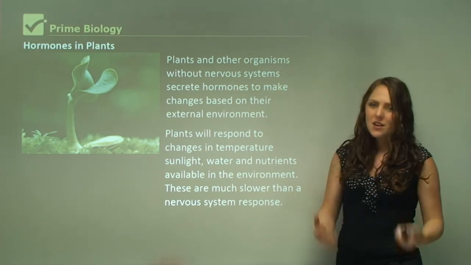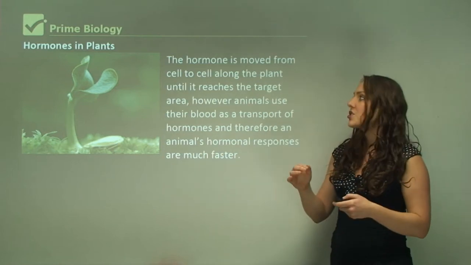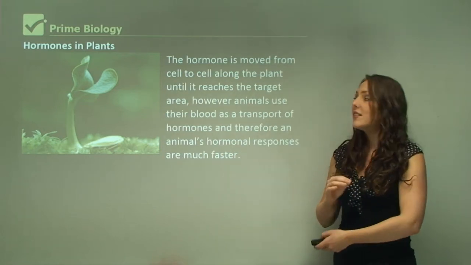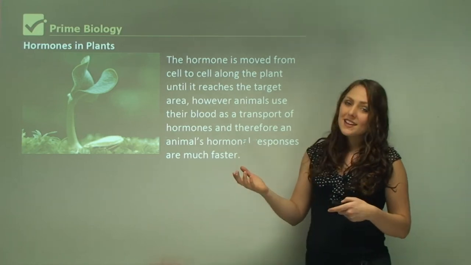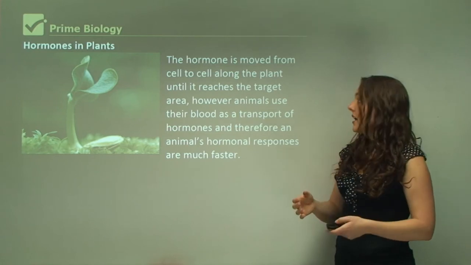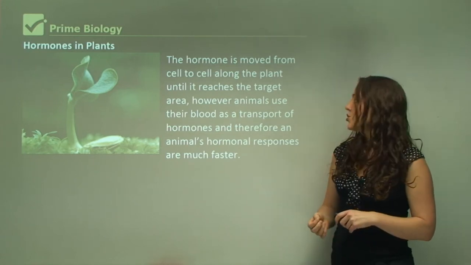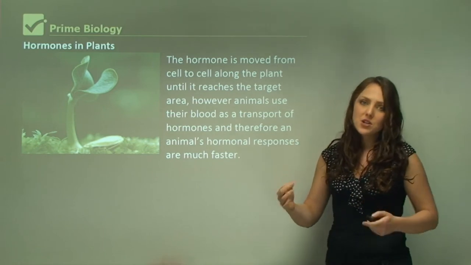And these responses are much slower than a nervous system response because the hormone actually moves from cell to cell. So as it says, the hormone is moved from cell to cell along the plant until it reaches the target area. However, animals use their blood as a transport of hormones, and therefore an animal's hormonal response is much faster.